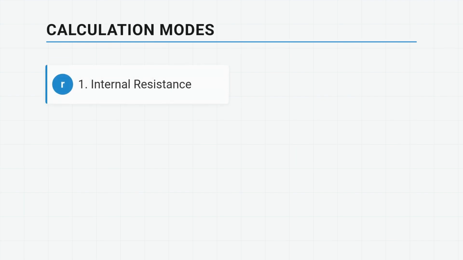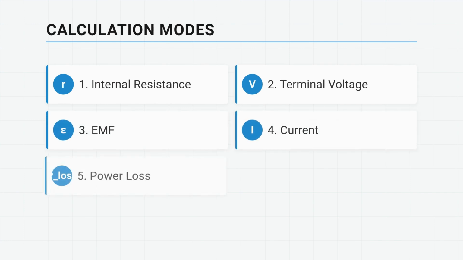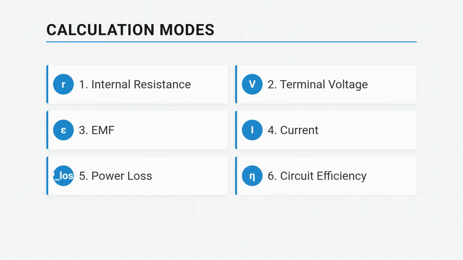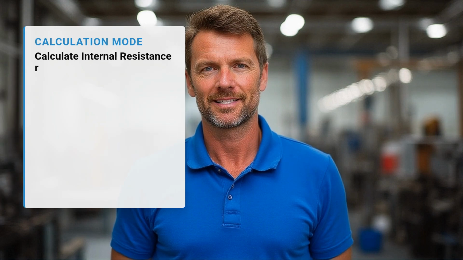First, there's a calculation mode dropdown where you can select what to calculate: internal resistance R, terminal voltage V, EMF epsilon, current I, power loss in internal resistance, or circuit efficiency. For this demo, I've selected Calculate Internal Resistance R.